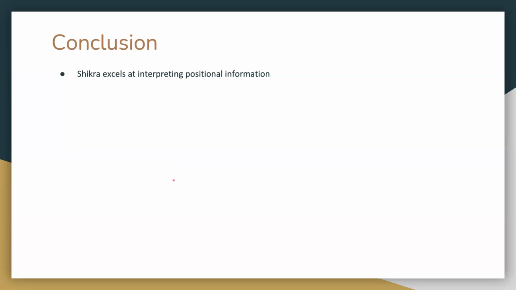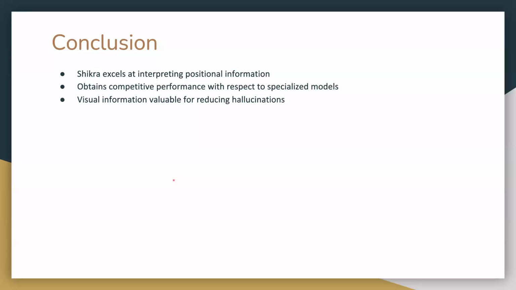So in conclusion, we have presented the Shikra model, which is a multimodal large language model that excels at interpreting positional information. And it is a generalist visual language model capable of a large number of tasks, and it performs competitively with specialized models. And lastly, the authors have sort of expounded upon this new line of research where the incorporation of visual information can be valuable for reducing object hallucinations in multimodal large language models.